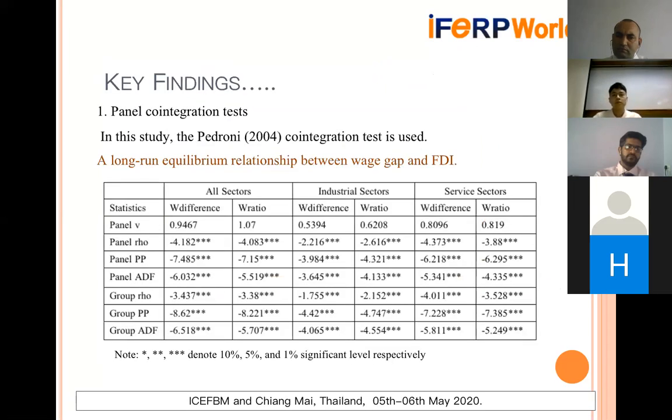The third part is the key findings. The first one is the panel co-integration test. In this study, the Pedroni co-integration test is used. From the table, we can see that all 6 panel co-integration tests reject the null hypothesis of no co-integration except the panel V statistic. This means there is a long-run equilibrium relationship between wage gap and FDI.